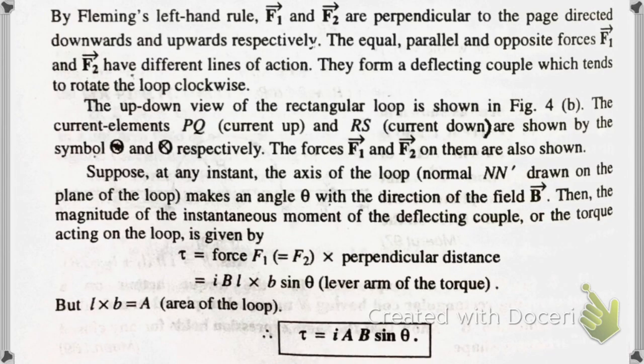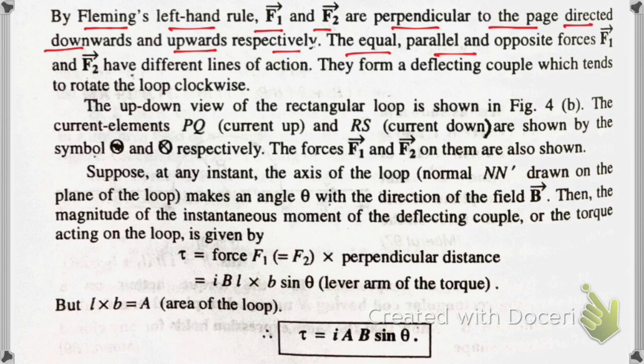You see, by Fleming's left hand rule, F1 and F2 are perpendicular to the page, directed downward and upward respectively, right? So the direction of F1 and F2 can be determined by Fleming's left hand rule. Hope you know this rule because you have already studied it in class 10 science, so I don't think I need to explain this again.